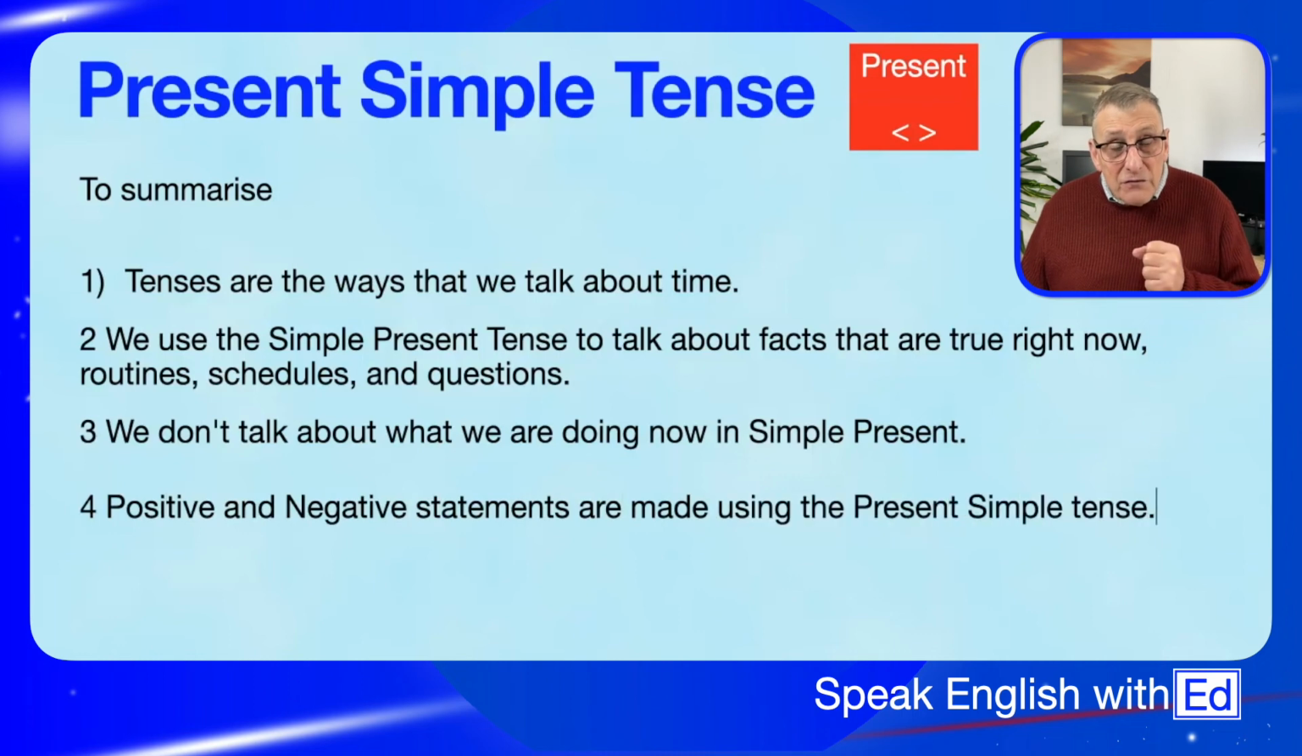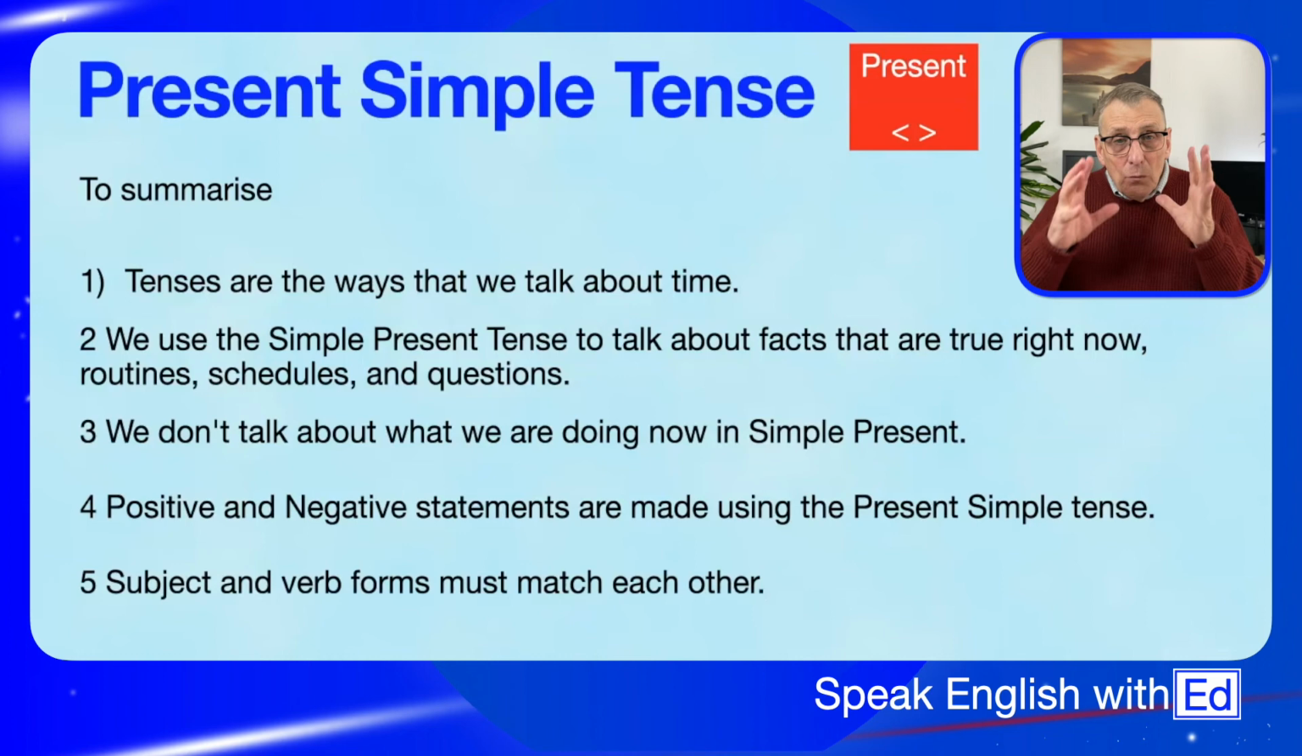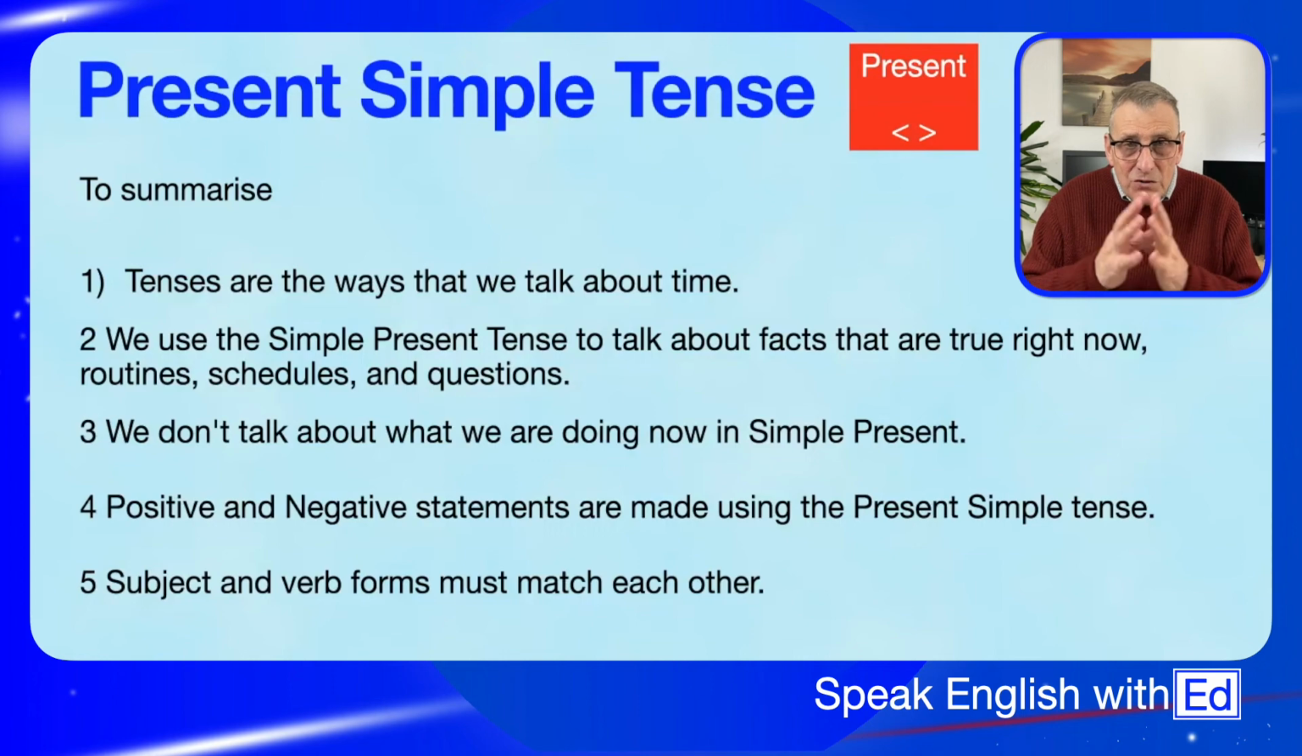We do use it for talking about positive and negative statements, and we must get the subject and the verb matching. They're matching forms. The subject and the verb must match. So I hope that you've got some benefit from this video and that it's helped you understand the present simple tense. So where do you go from here?